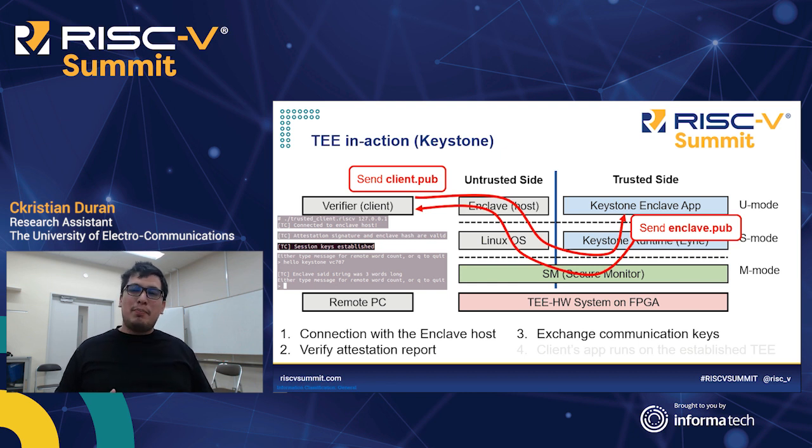From here, if the attestation report successfully authenticates the enclave, the secure monitor, and the device, an asymmetric connection is established. So this is an asymmetric encryption manner where we share the public keys, and the secret keys will be held by each one of the entities to actually do the asymmetric encryption. So both of the applications will send the public key, the client and the enclave as well.